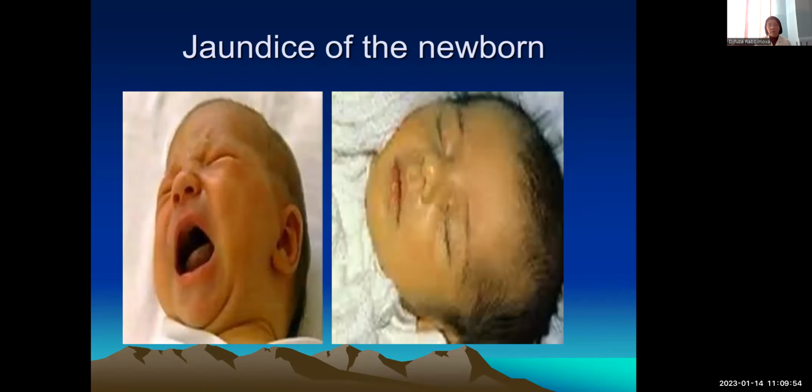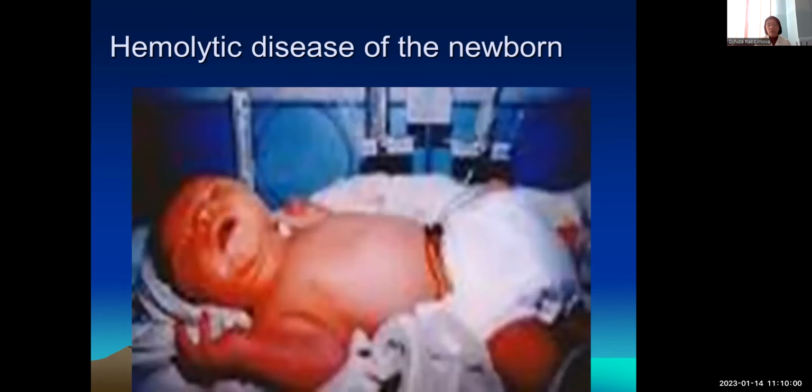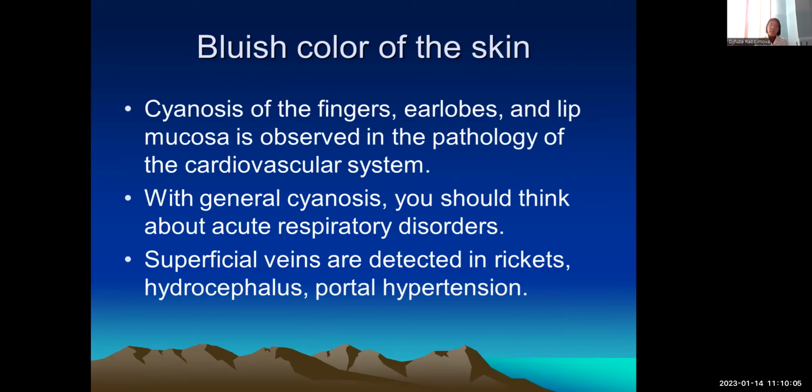Jaundice of the newborn: physiological jaundice. Hemolytic disease of the newborn: pathological jaundice. Bluish color of the skin can be only pathological. Cyanosis of the fingers, earlobes, and lip mucosa is observed in pathology of the cardiovascular system. With general cyanosis, you should think about acute respiratory disorders. Superficial veins are detected in rickets, hydrocephalus, portal hypertension.